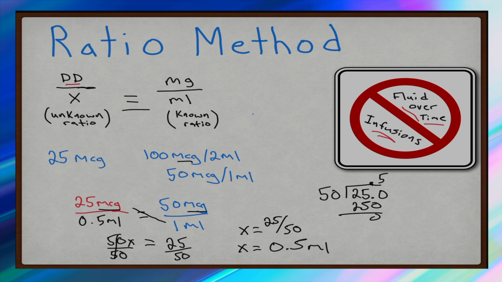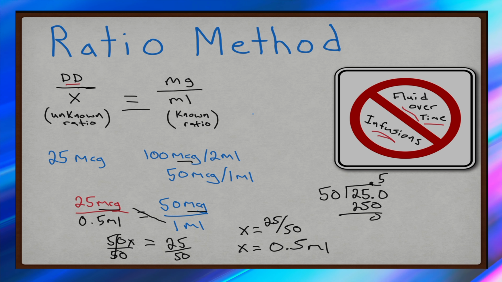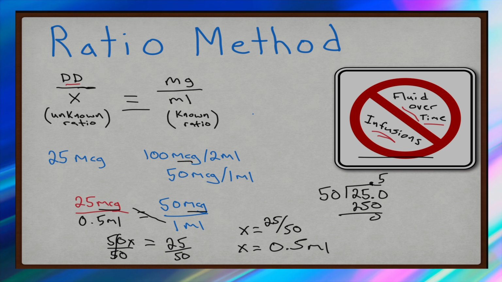I hope that helps. Please use the method that works best for you. The ratio method and the single dose formula method are the two most common methods. There's a third one called dimensional analysis, but that one's pretty hard to wrap your head around. So I recommend either the ratio or the single dose formula method. Please make sure that you're memorizing your fluid over time and your medication infusion formulas so that you can get those questions correct, because those types of questions are more complex.